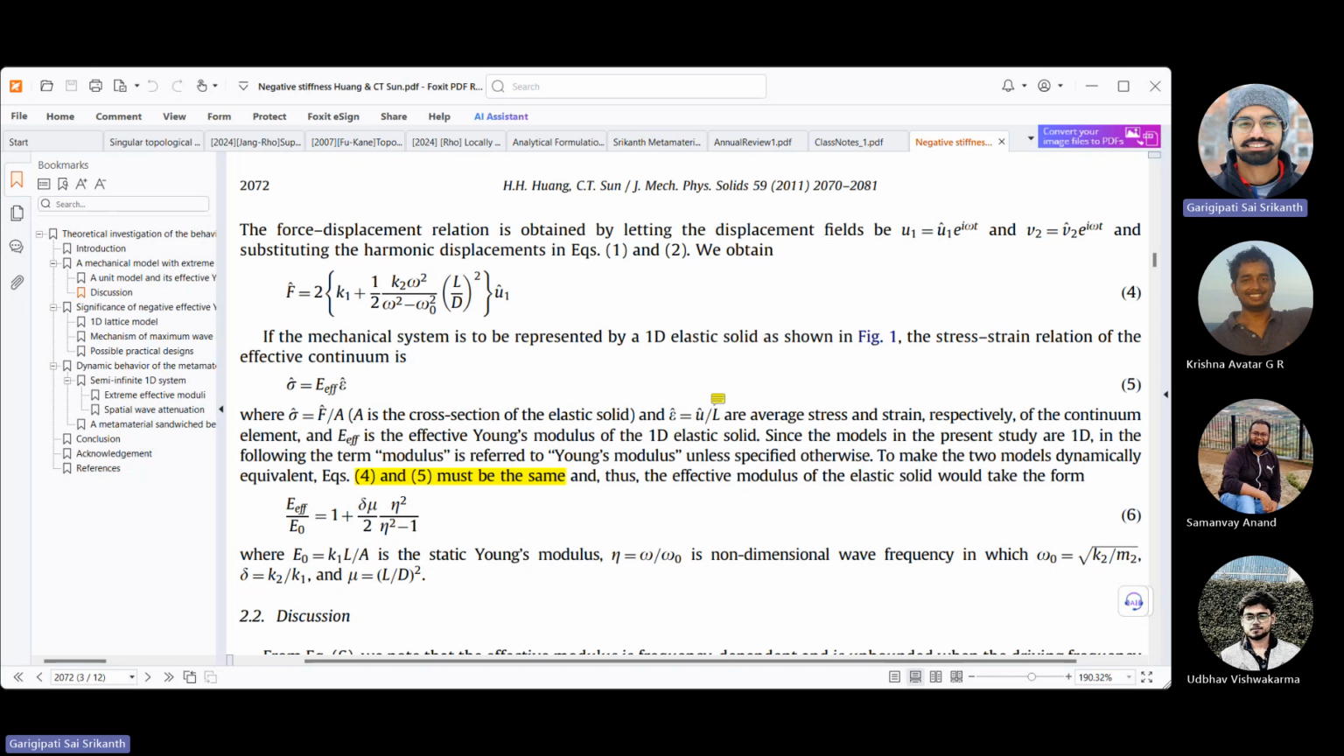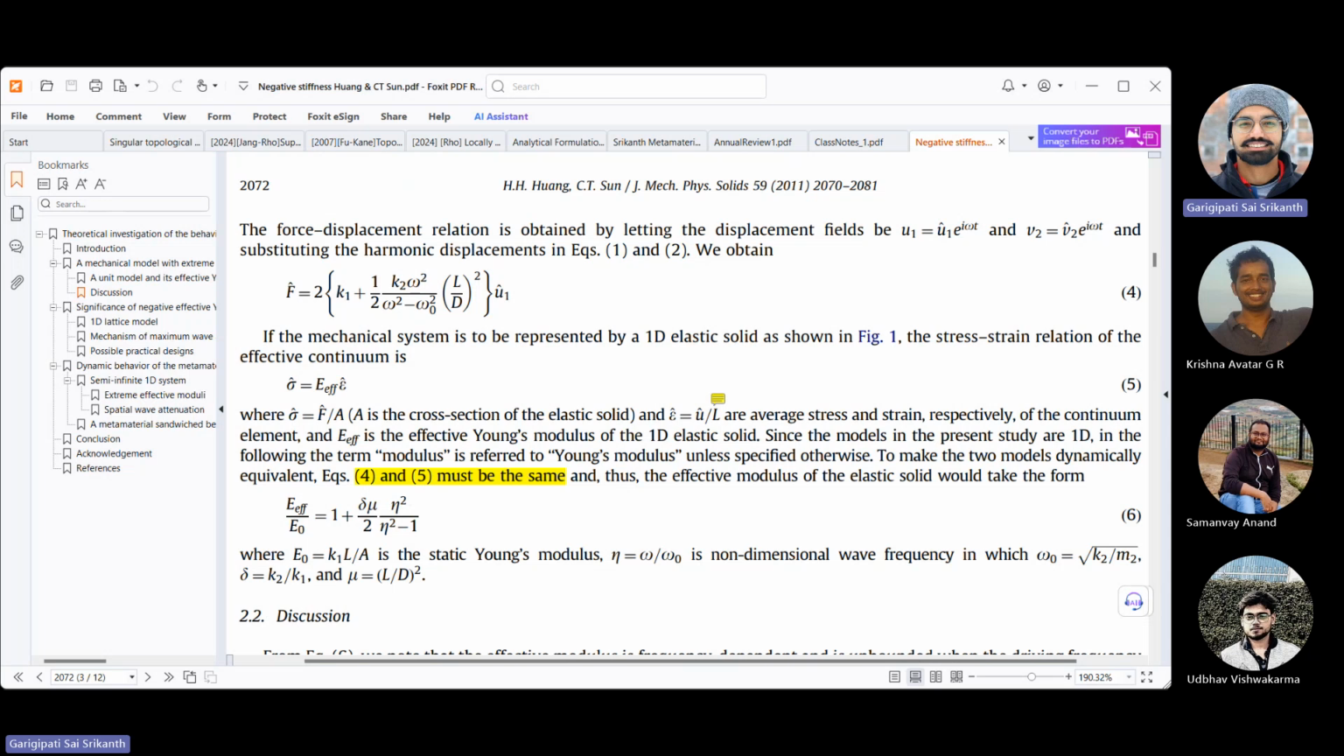And what is mu? Mu is L by D square. Means L by D is the aspect ratio. So mu is the aspect ratio. Delta is the stiffness ratio, K2 by K1. Purely based on these ratios, you get an equation that tells you at what frequencies, because eta varies with frequencies, what will be the effective stiffness.